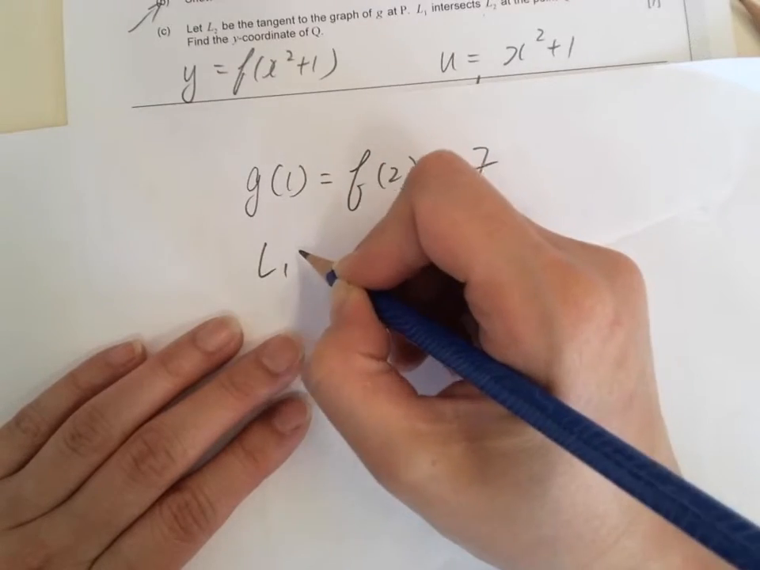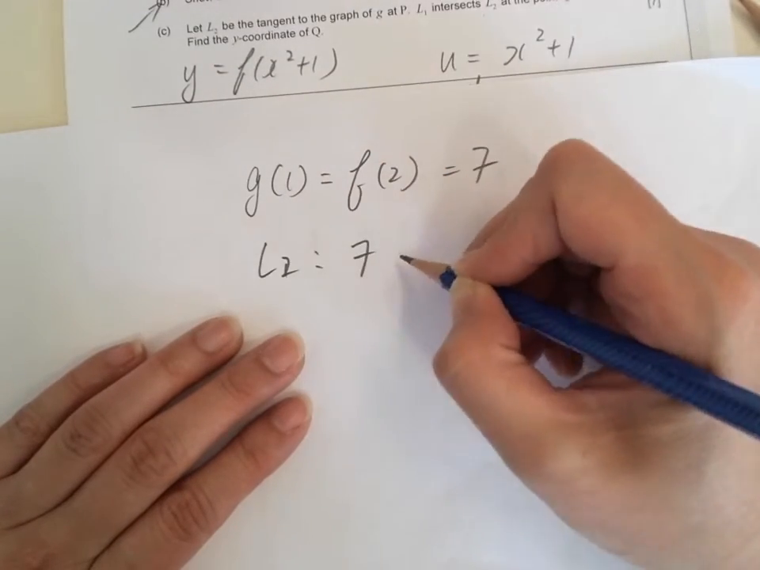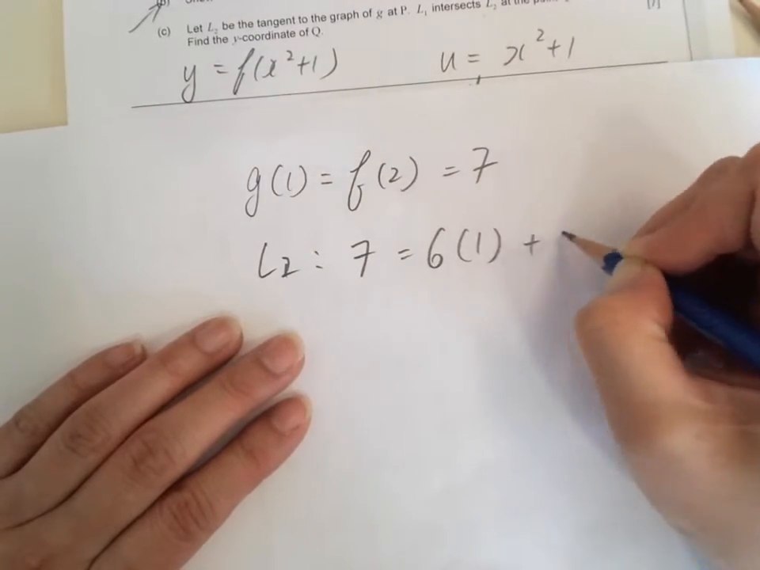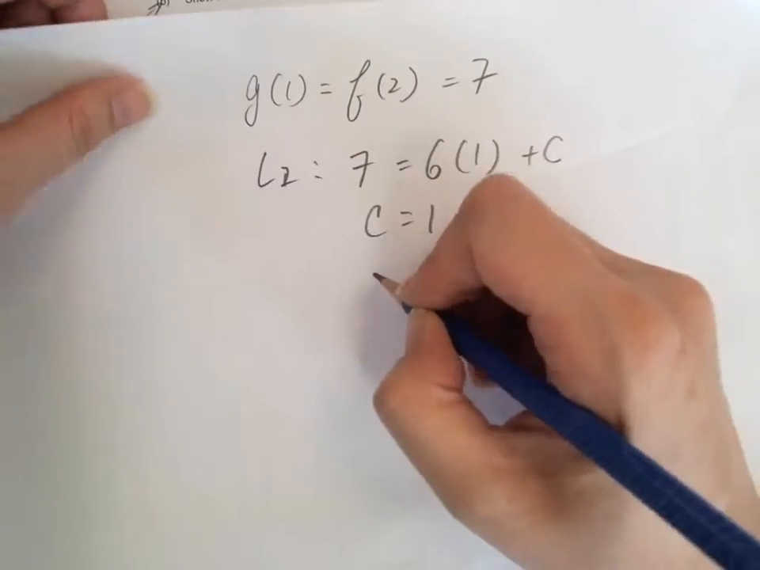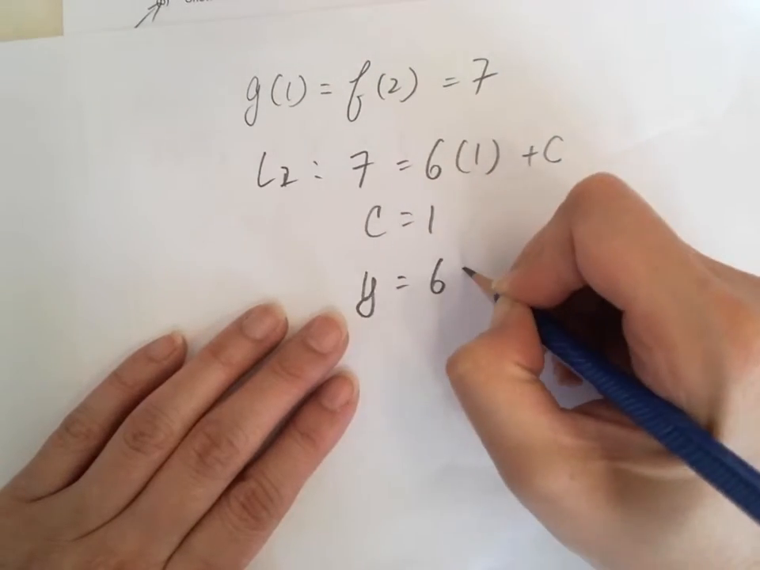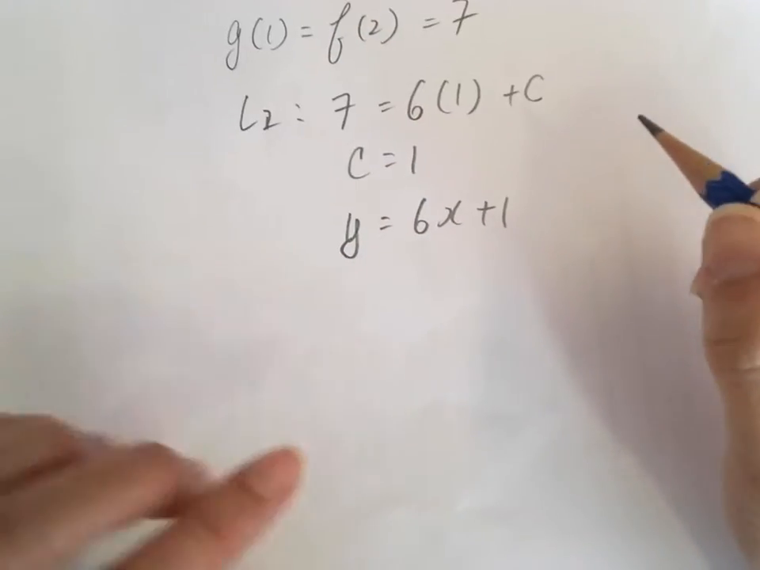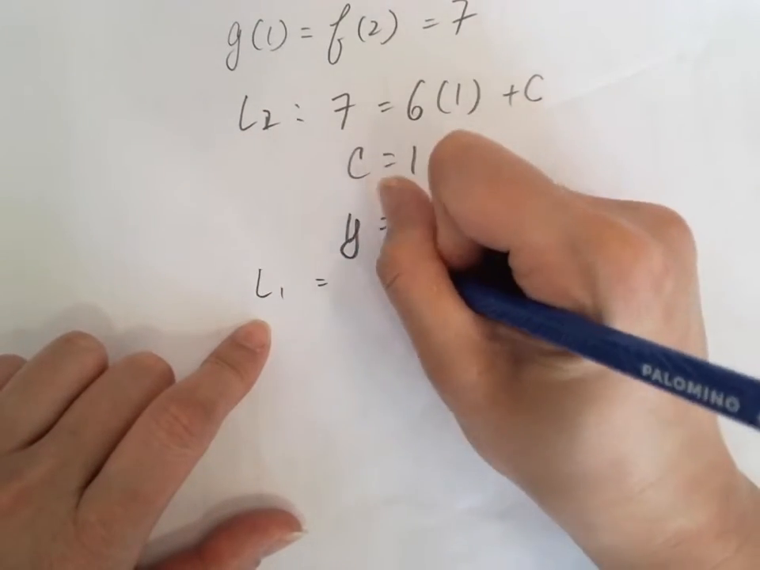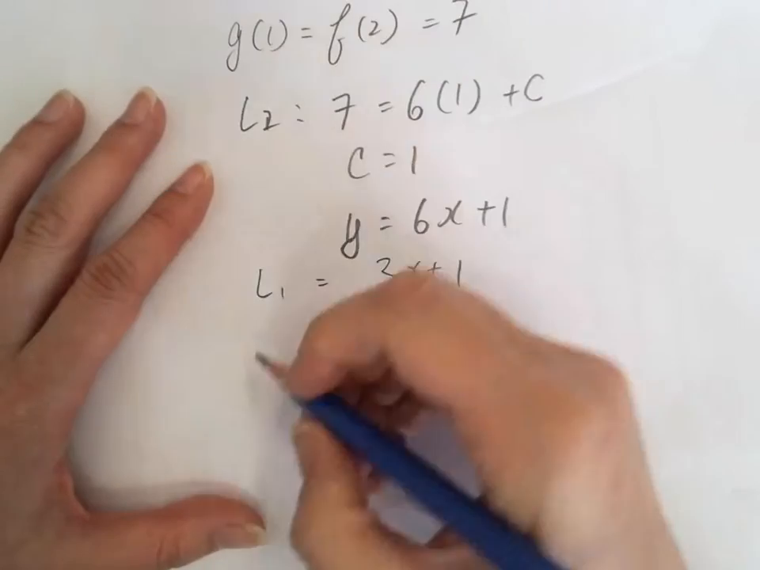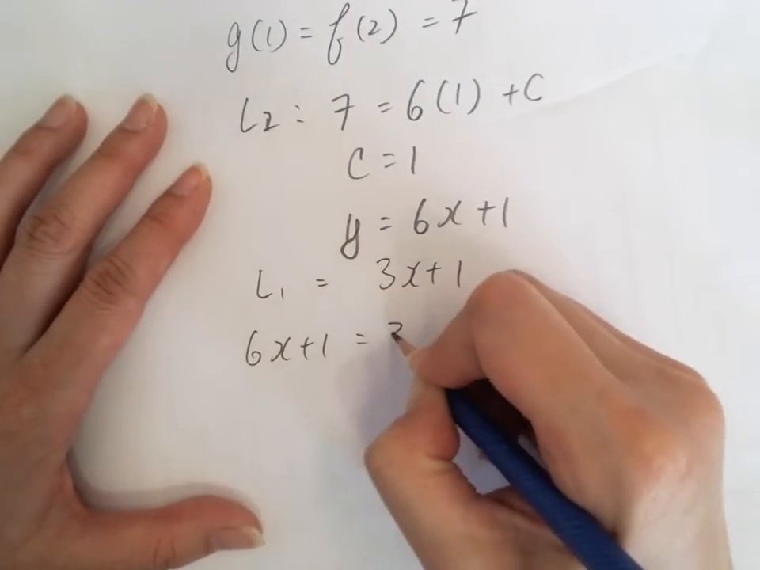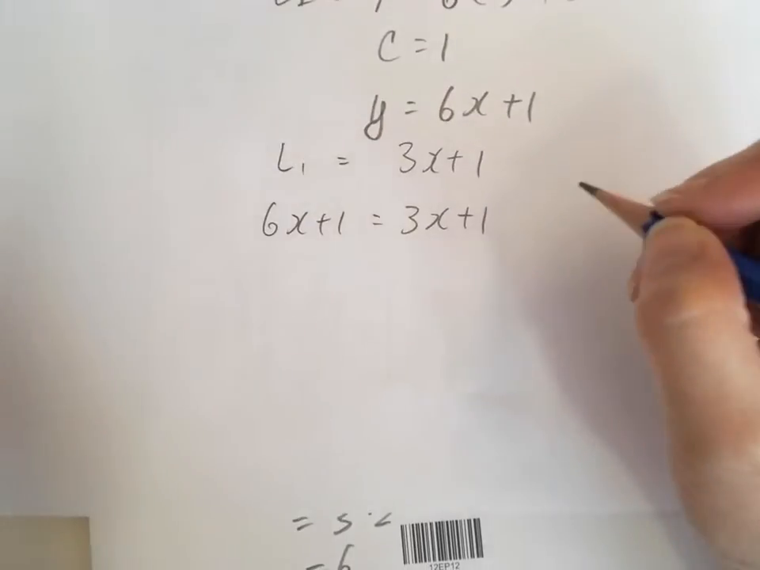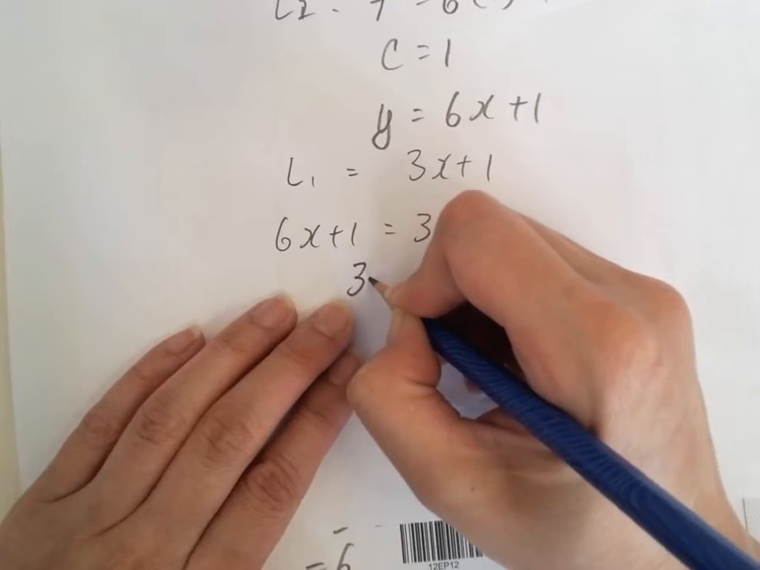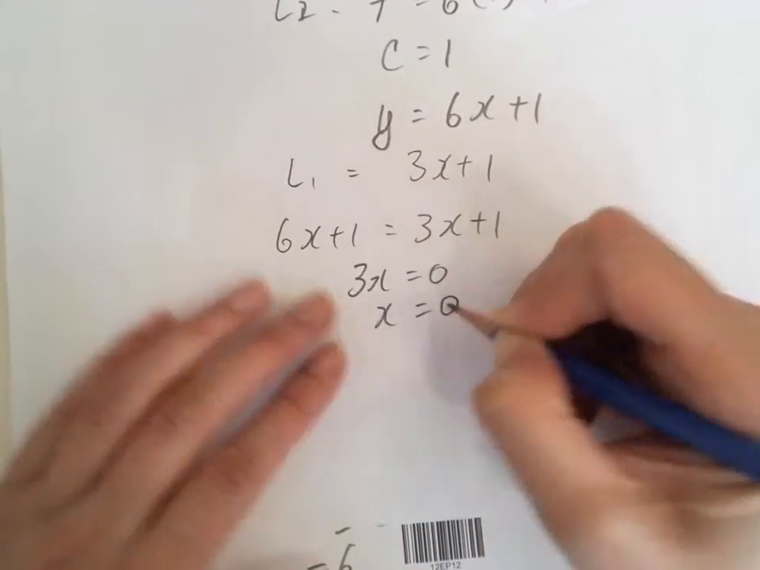Now, for L2, the equation of it is 7 equals to 6 times 1 plus c. So c equals to 1. Now I got the equation y equals to 6x plus 1. Equation 1 is y equals to 3x plus 1. We find the intersecting point. 6x plus 1 equals to 3x plus 1. So now throw it to the other side. 3x equals to 0. x equals to 0.